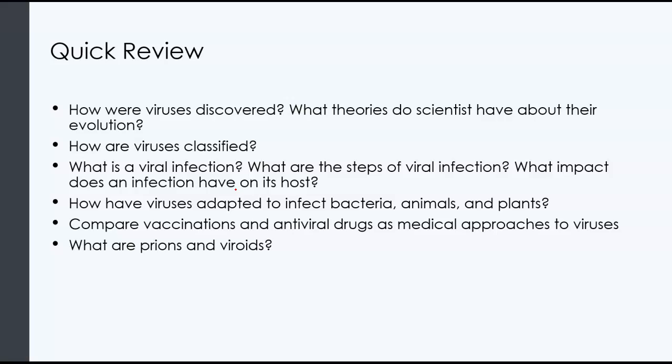How were viruses discovered? Remember, that was through a special filtration process, the Chamberland-Pasteur filter. What theories do scientists have about their evolution? Make sure you review the devolution, escapist, and self-replication hypotheses. They're not theories. Viruses can be classified many different ways, but we use the Baltimore classification system, which consists of 7 groups, and I'm going to end there.